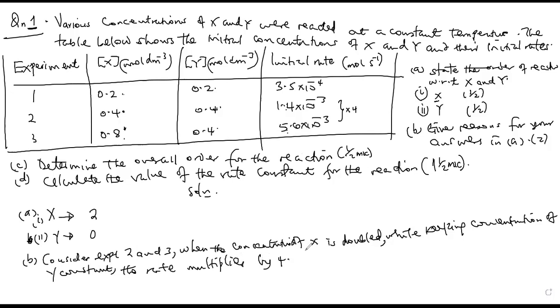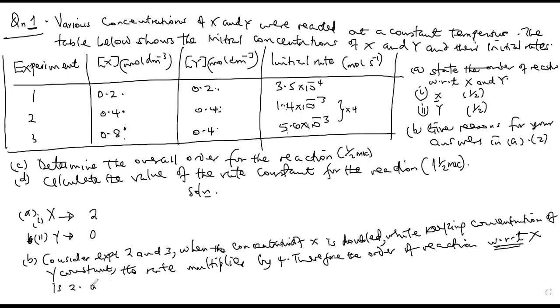And when the rate multiplies by 4, then you conclude that the order of reaction with respect to X is 2. Then now, after getting that order, you look at Y. Here, you're doubling the rate.